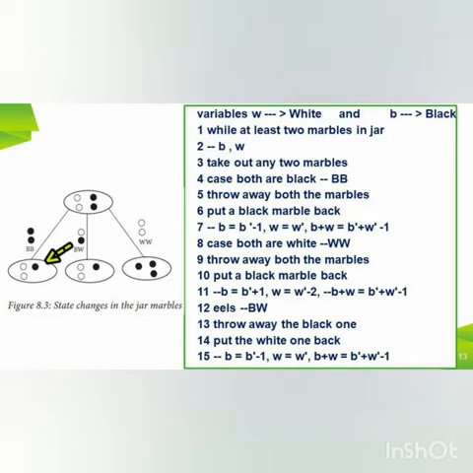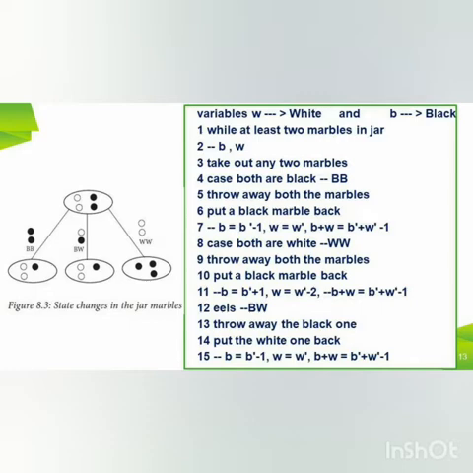Then W is equal to W. Here there is no change in white. So W is equal to W. Then B plus W, that is the total number here. B plus W is equal to B plus W minus 1. So at first we have 4 marbles. At the end we have 3 marbles. So 1 marble is reduced in total. So we got B plus W is equal to B plus W minus 1.